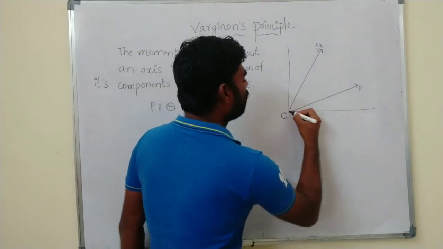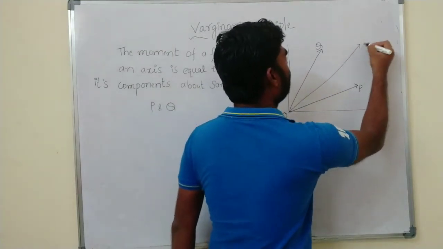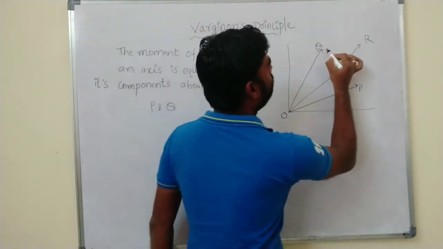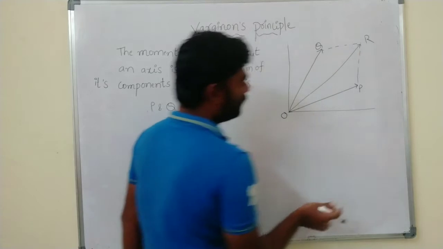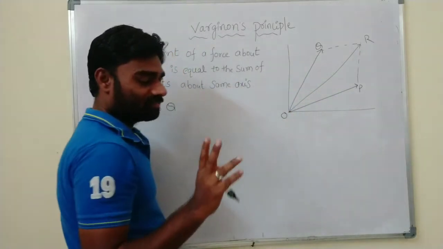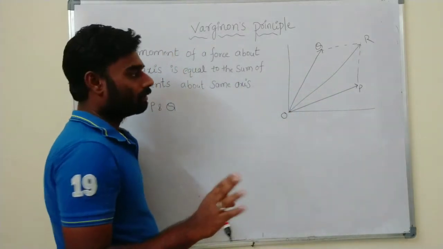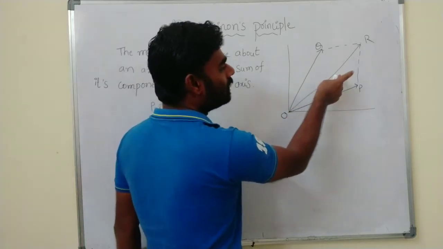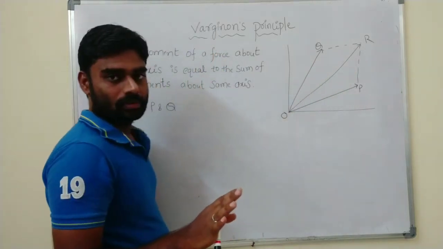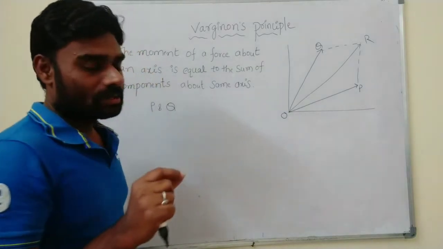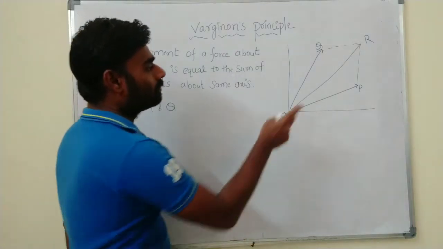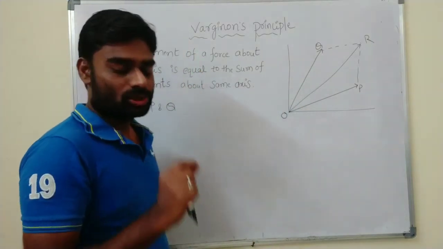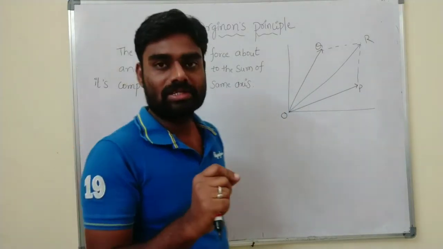The resultant of these forces is R, represented by capital R. So P and Q are the two forces acting at a point O, and the resultant force is R. Please take the perpendicular distances from P, Q and R. Why are we taking perpendicular distances?